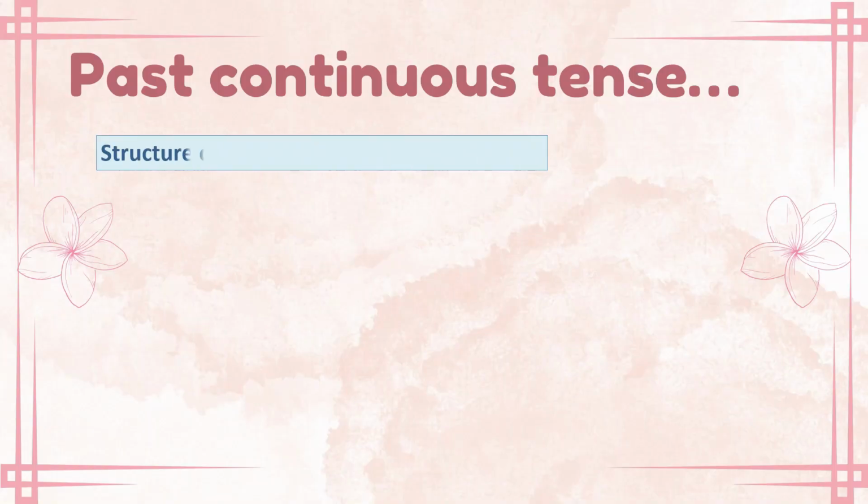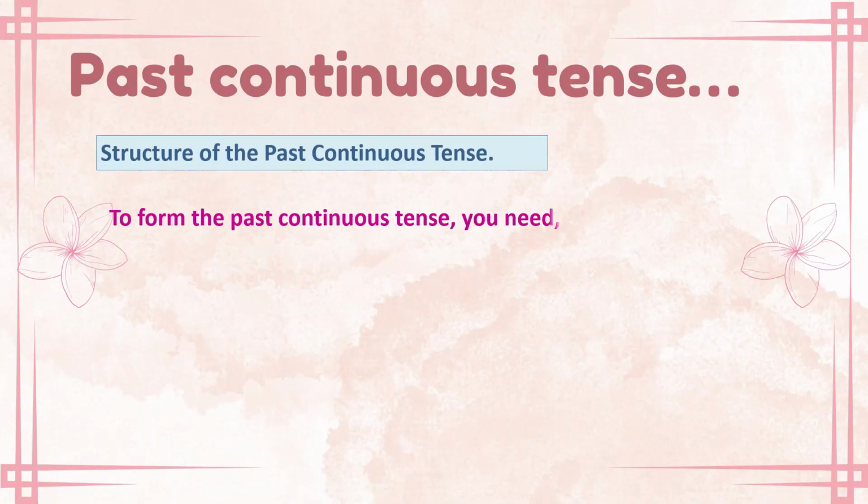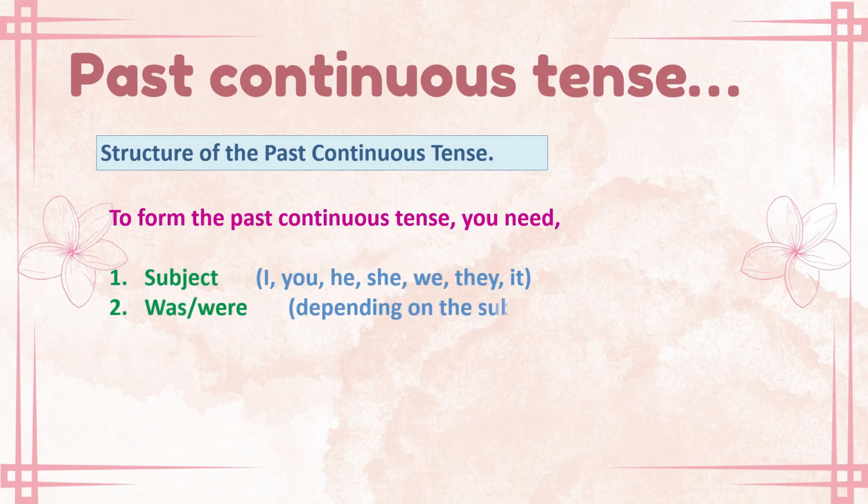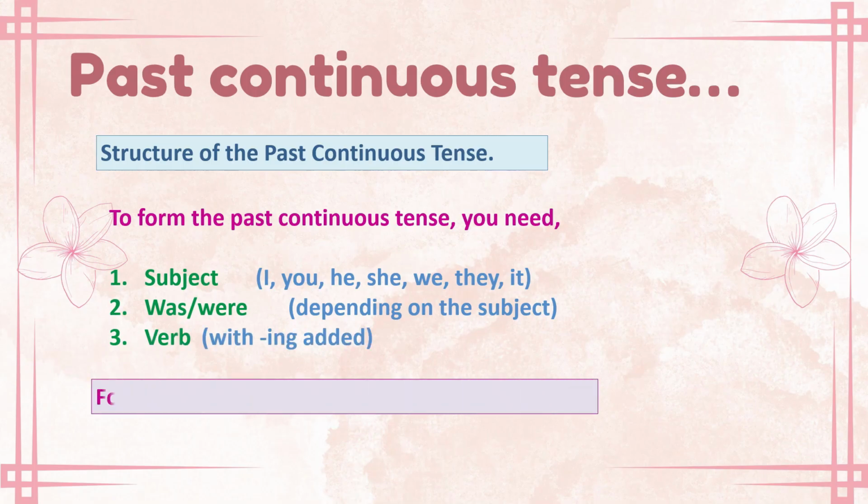If we talk about its structure, to form the sentence, you will need a subject, be verb, was or were, depending on whether the subject is singular or plural, and the main verb with ing. So its formula will be subject plus was or were and gerund.